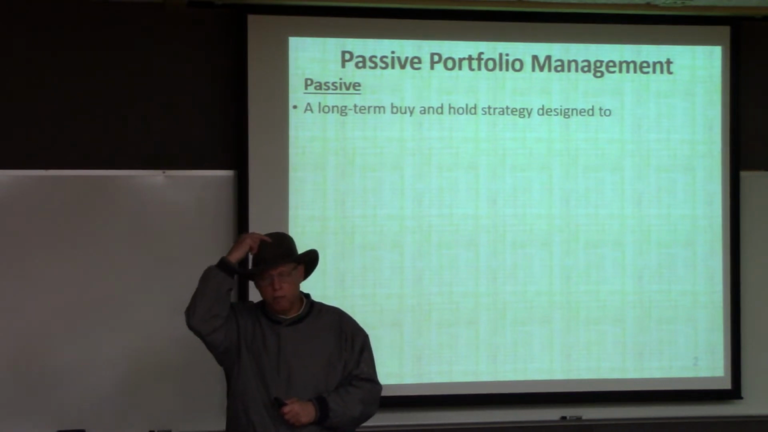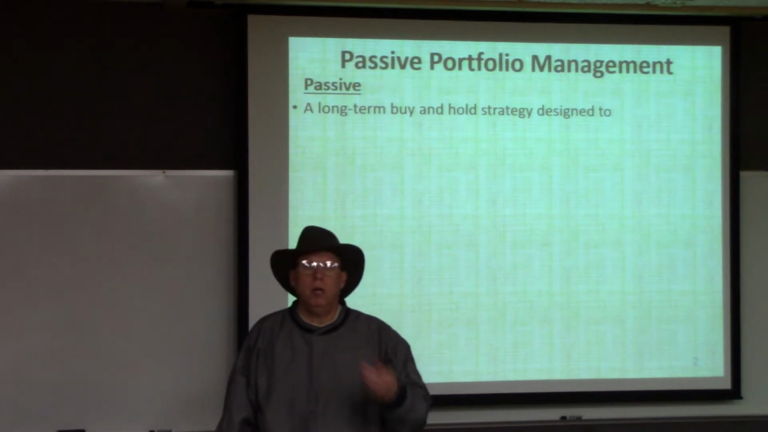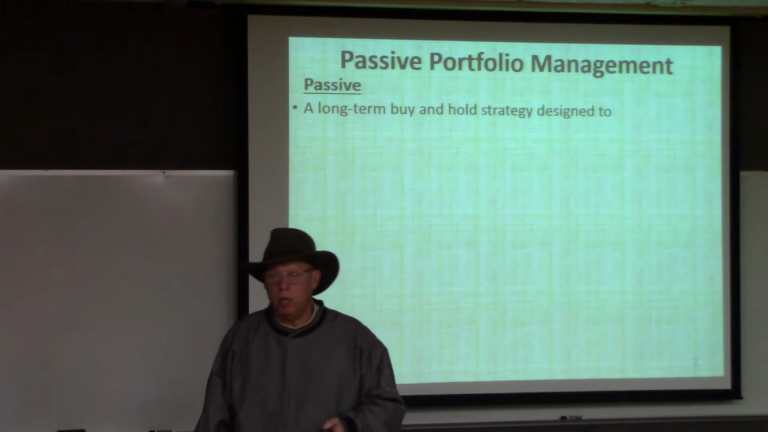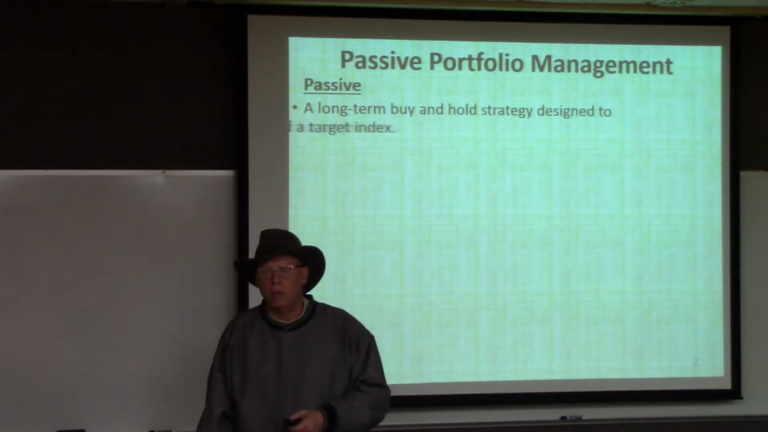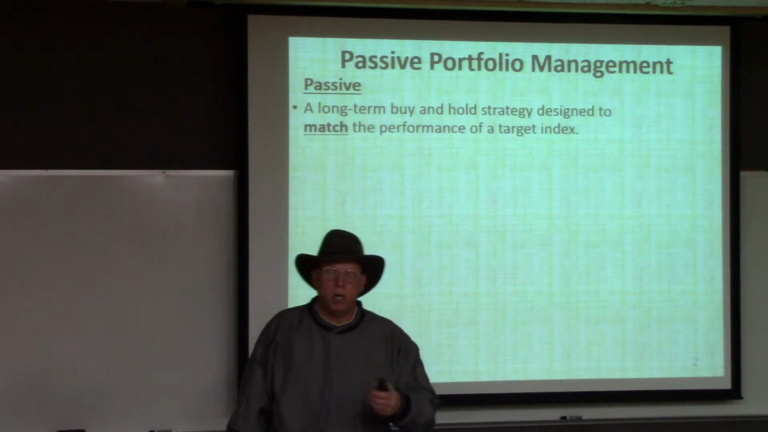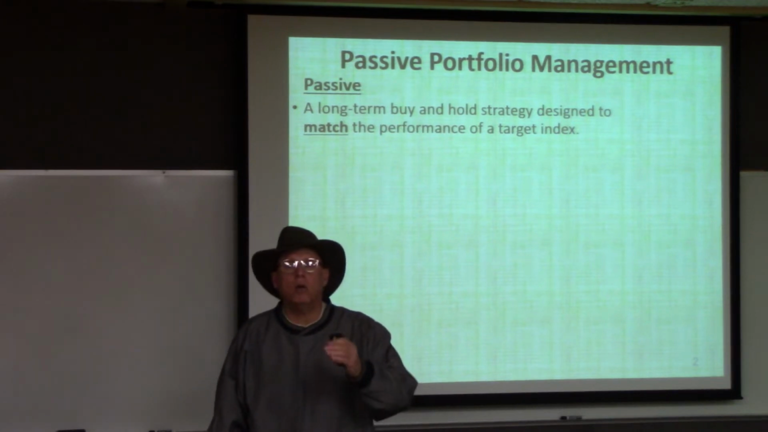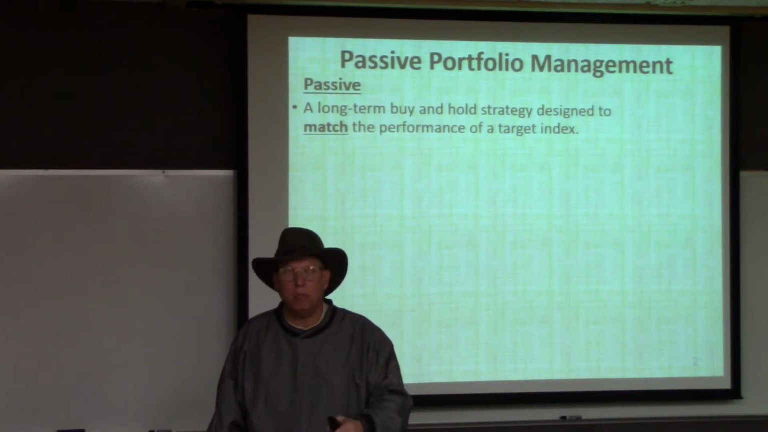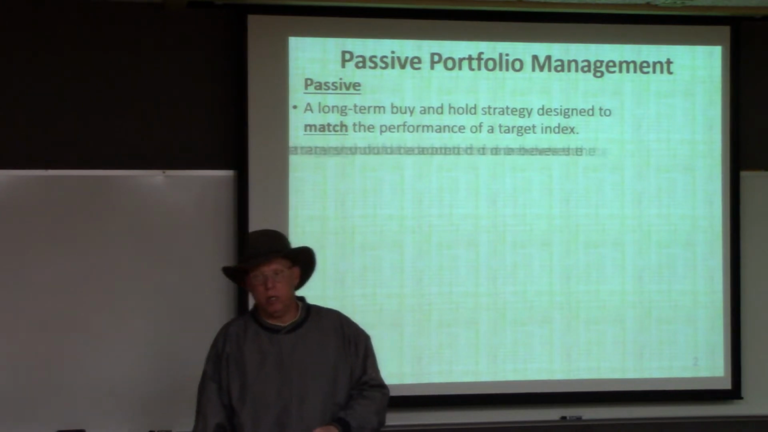It's long-term, and it's buy and hold, so you set your asset allocation and you implement that asset allocation, and then you keep it in place for as long as it is appropriate to do so. And the goal of passive management is not to beat your market index. That's the goal of active management. The goal of passive management is to match the performance of a target index.